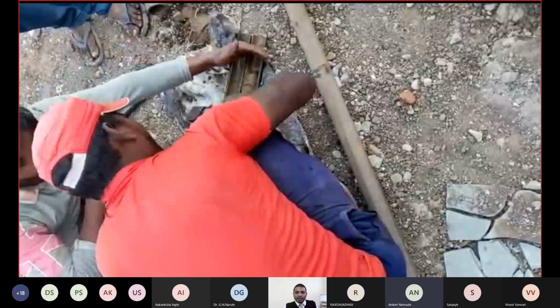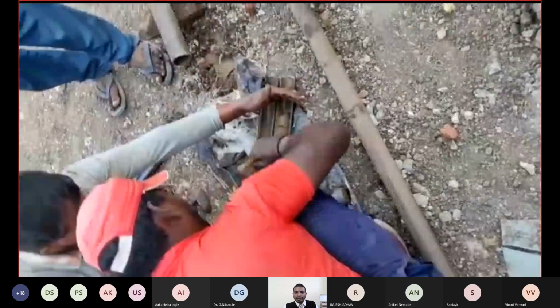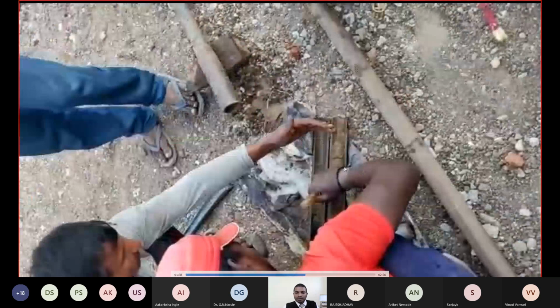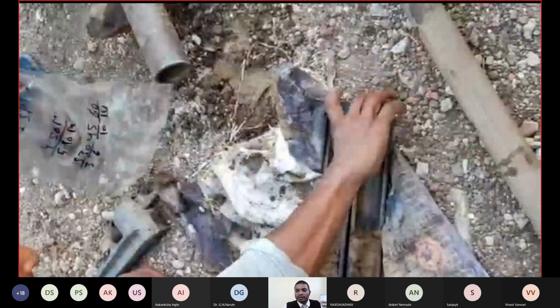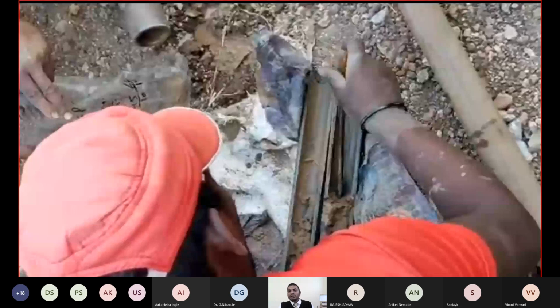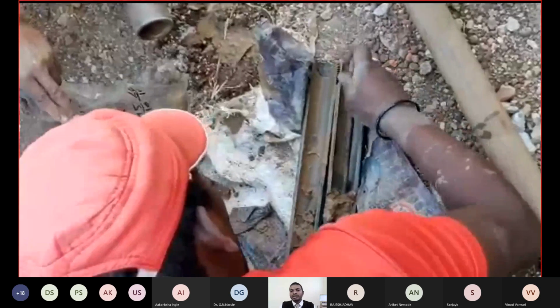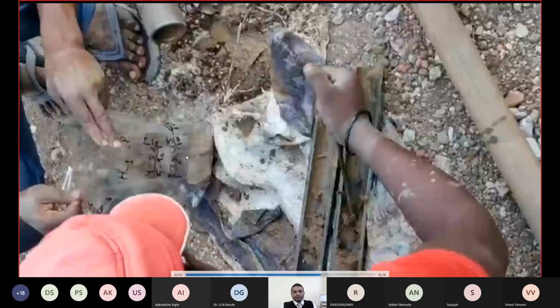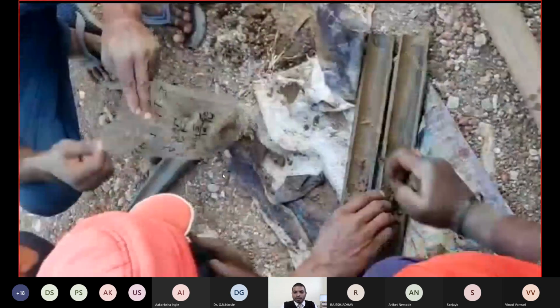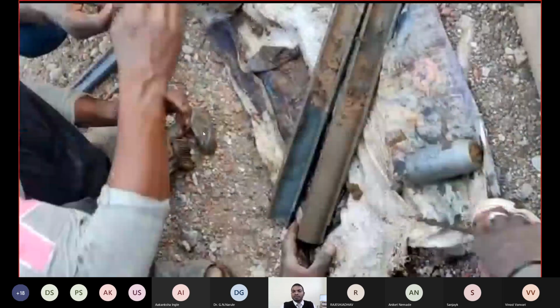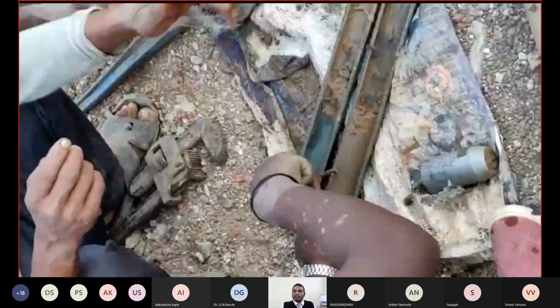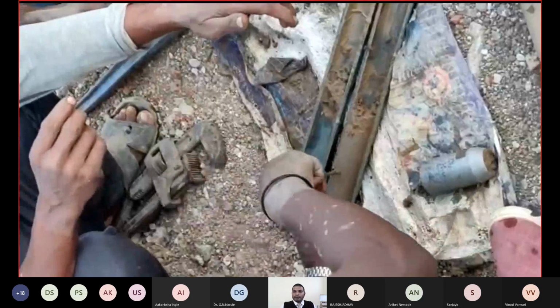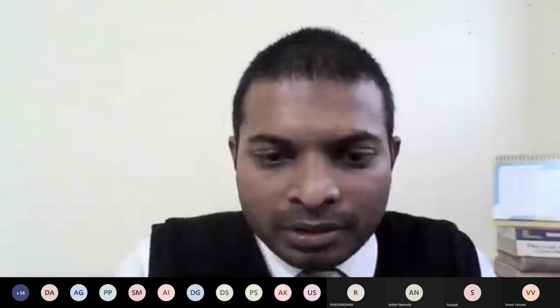Whatever samples have been taken should be correctly classified and put into the polythene bag so that we do not disturb the actual conditions of the sample, and it should be tested as early as possible. I'm stopping the video. So in this fashion, your split spoon sampler is there. I'm stopping the video right now.